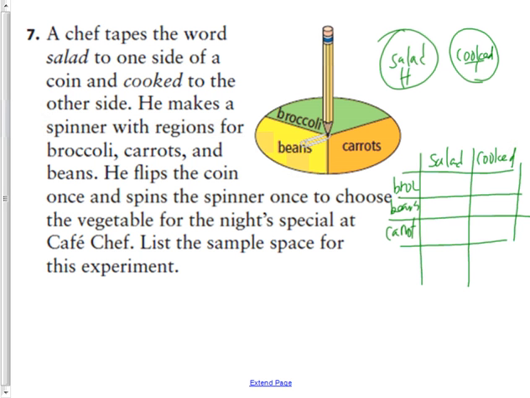Of the six, which one do you not want? Raw beans? How many say raw beans would be their least favorite? How many say cooked broccoli is their least favorite? Cooked broccoli with no cheese sauce, just cooked broccoli straight up. Raw broccoli. Cooked carrots. Raw carrots. Really interesting. Cooked beans.